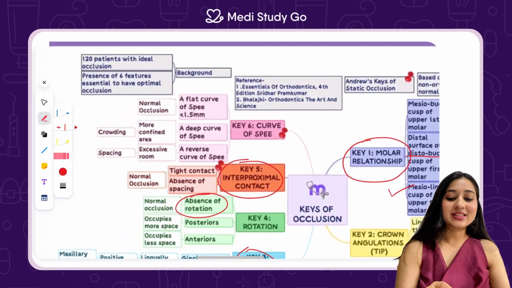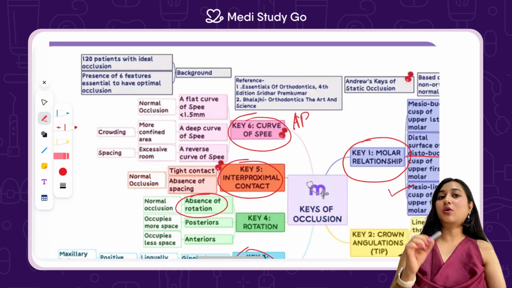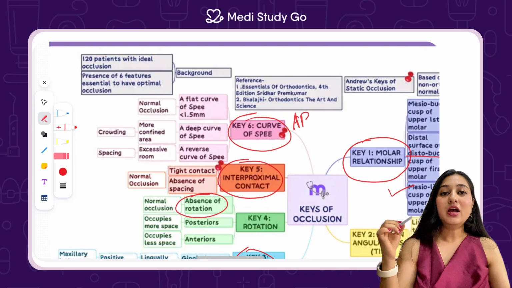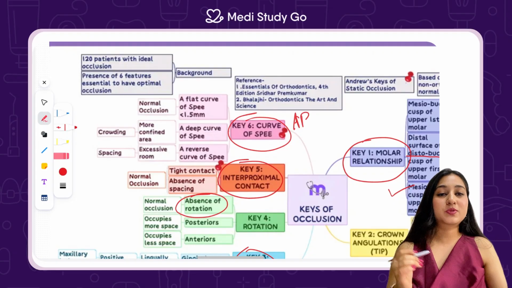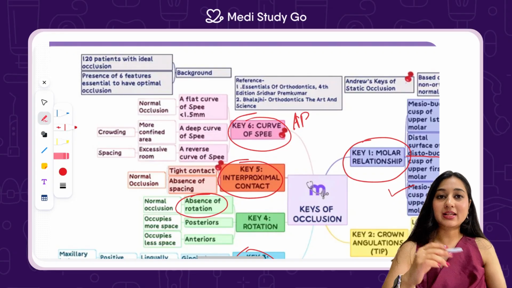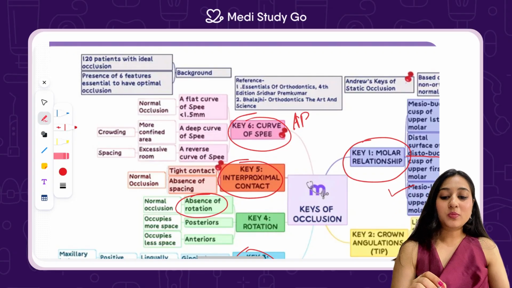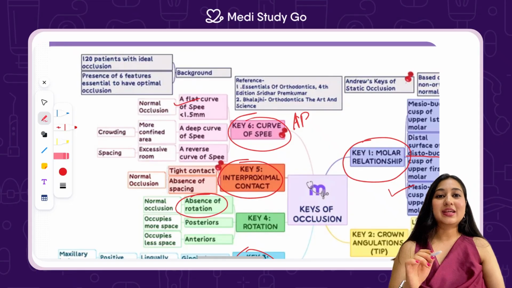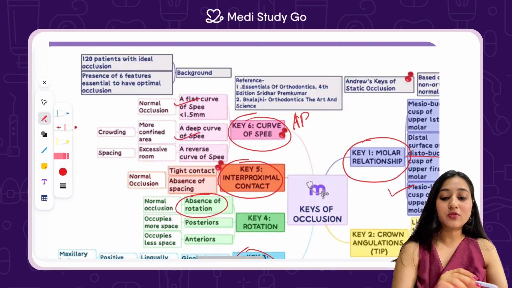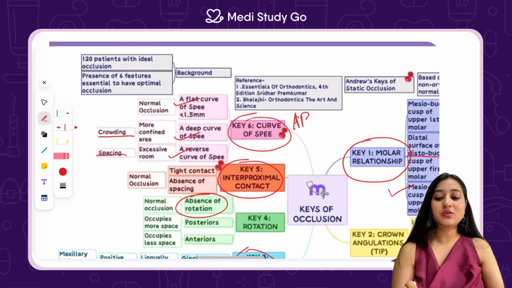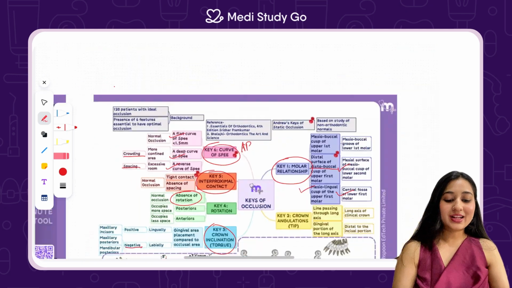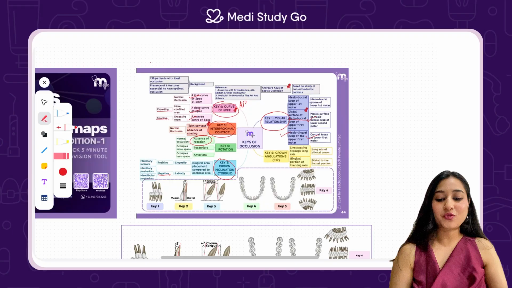Last but not the least is the curve of Spee, which is an antero-posterior curve which passes from the tip of the canine cusp and traces the buccal cusps of the remaining posterior teeth and extends further. In a normal occlusion, a flat curve of Spee is desired. If there is a deep curve of Spee, it leads to crowding, and a reverse curve of Spee leads to spacing. So finally, we have completed the 6 keys of occlusion.